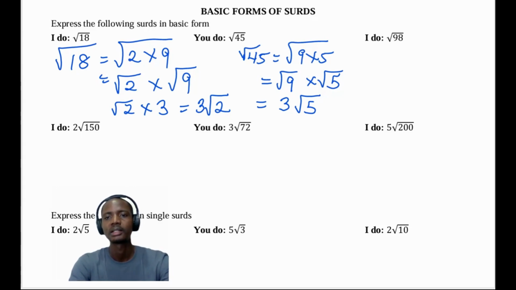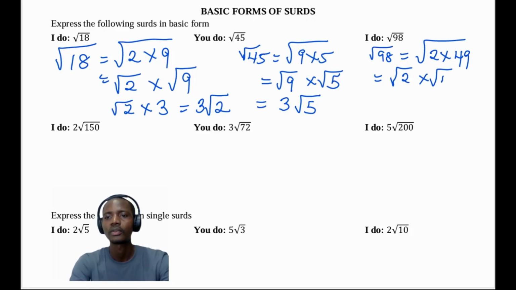Root 98. I know that root 98 is the same thing as having 2 times 49. And that gives root 2 times root 49. So with that, I know that root 49 is 7. The square root of 49 is 7. So 7 times root 2. That gives 7 root 2.